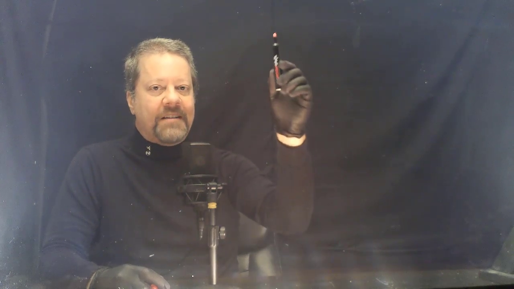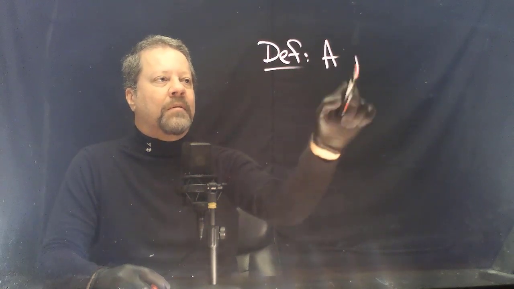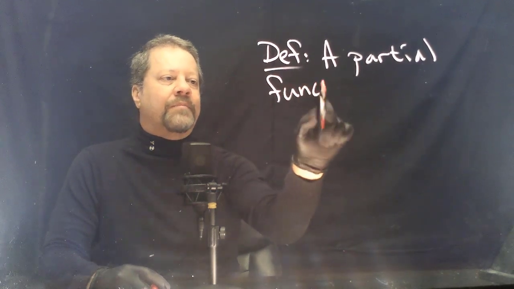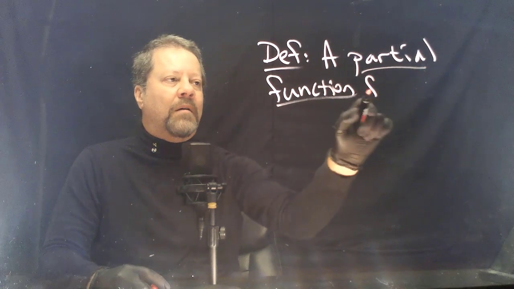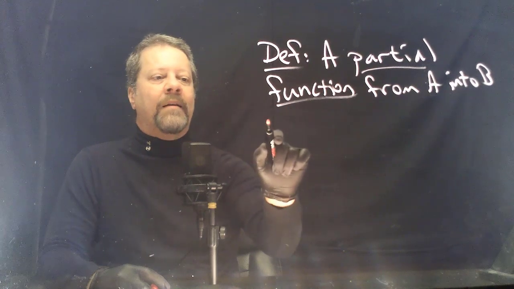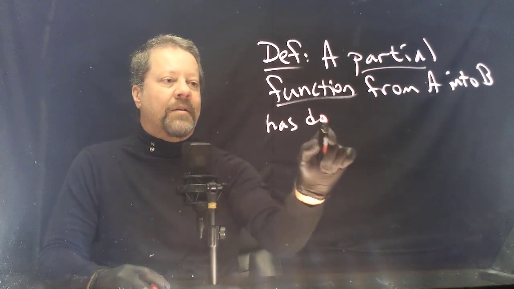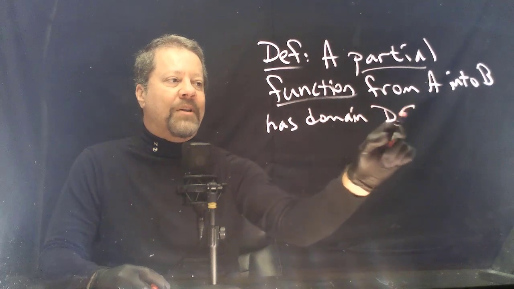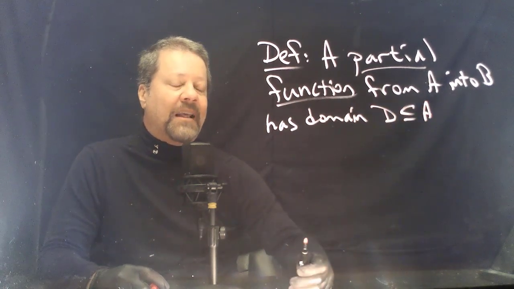To this point, we've allowed the codomain and range to be different for a given function. You can do the same thing with the domain, but you'll have to define something besides a function. We'll call this a partial function. A partial function from A into B has domain D, which is contained in A but not necessarily equal to A.